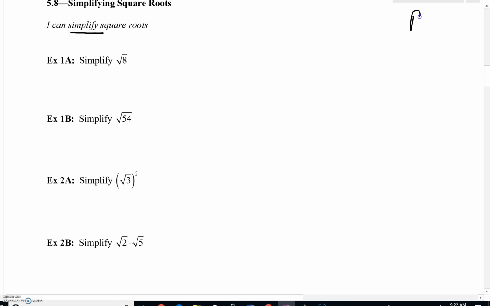And first off, I want to review the primes with you. Prime numbers are numbers that are only divisible by themselves and 1. 1 is not included. But the first prime would be 2. Another prime would be 3. 4 is not prime because you can divide it by 2. 5 is a prime number. 6 is not. 7 is.